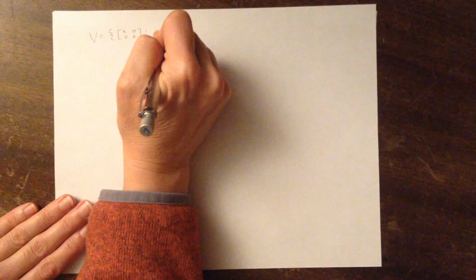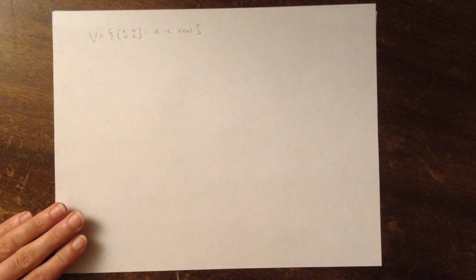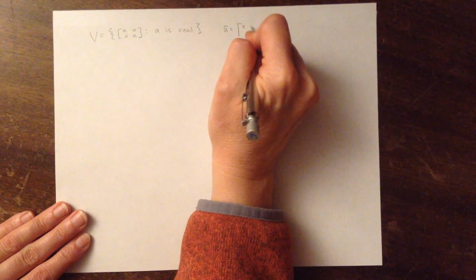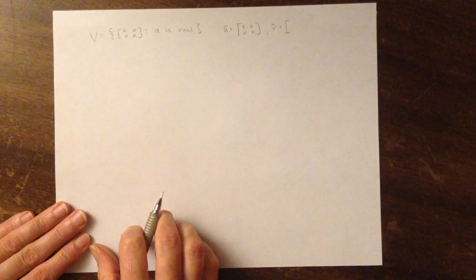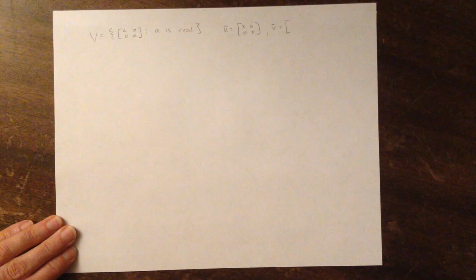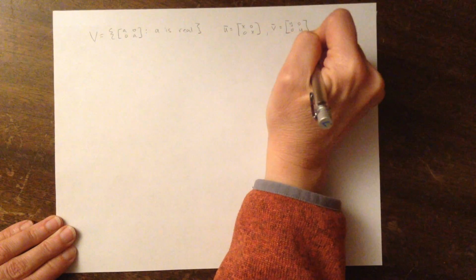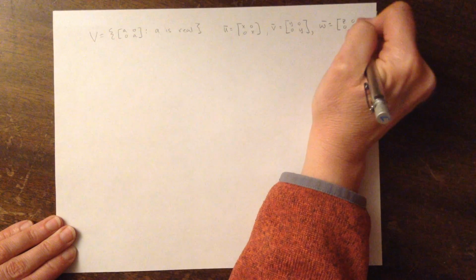So I'm going to write again, V is equal to the set containing things that look like this, where A is a real number. I'm going to put a few general vectors in there. I'm going to call the vector U x, 0, 0, x, where x is some real number. I'm going to call the vector V, because we're going to need these for the 10 axioms to show that this is a vector space, y, 0, 0, y, and we're going to need a W also, so I'll define W as z, 0, 0, z.